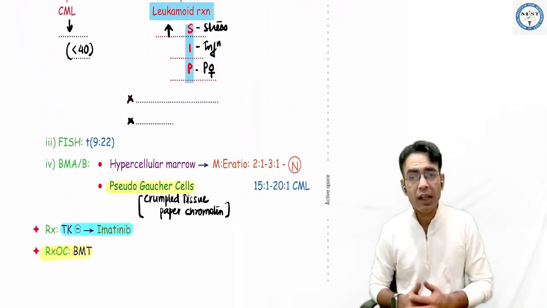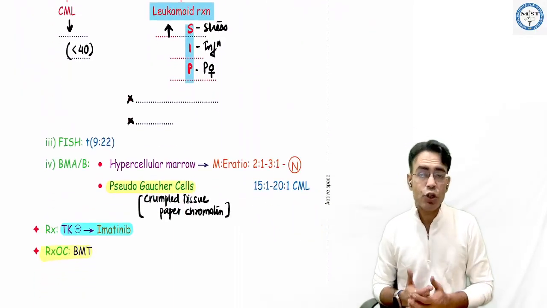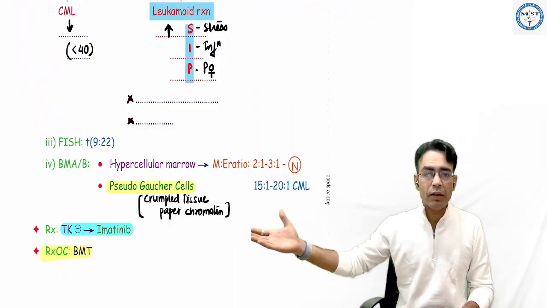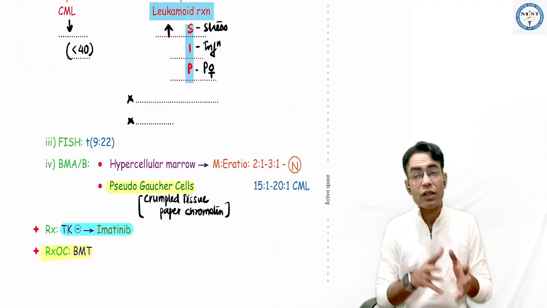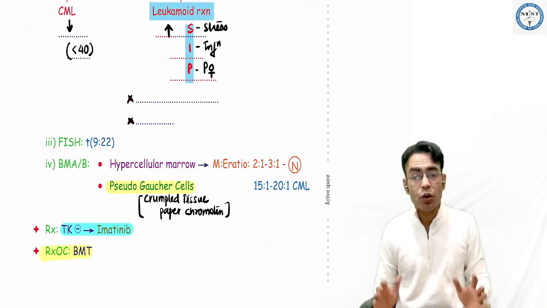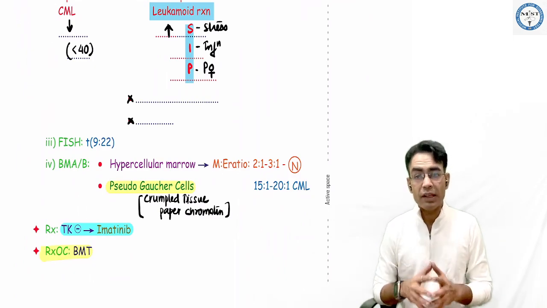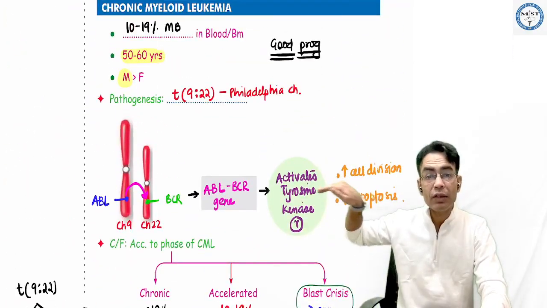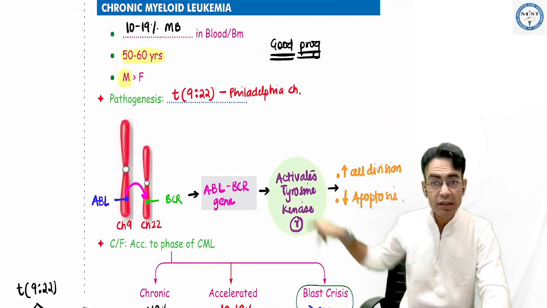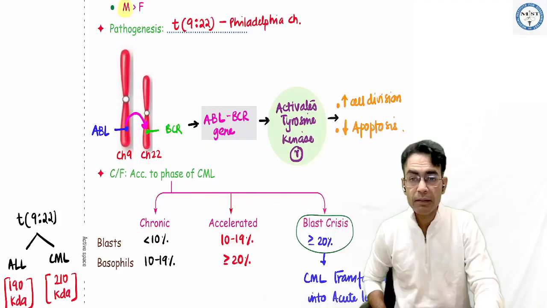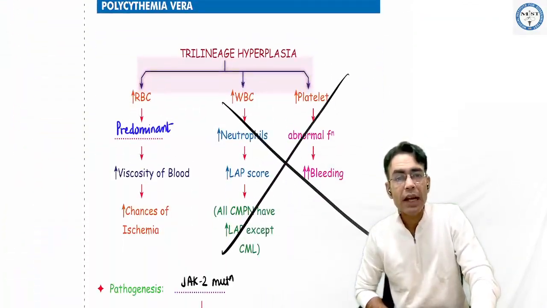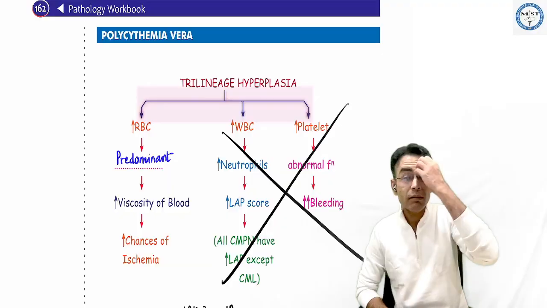You have a pseudogaucher cell. It's a crumpled tissue paper chromatin cell which is seen in CML, the blast, and the treatment is tyrosine kinase inhibitor. This is the only treatment you should know. Tyrosine kinase inhibitor, which is imatinib, because CML is happening due to what? Due to overactivation of tyrosine kinase receptor. So you inhibit this receptor and the things are fine. But the treatment of choice is bone marrow transplant. As simple as that.